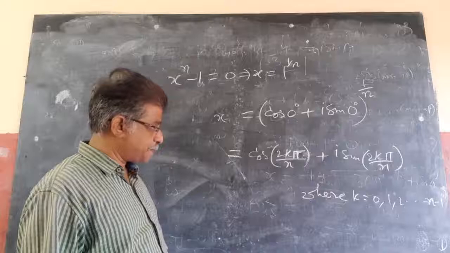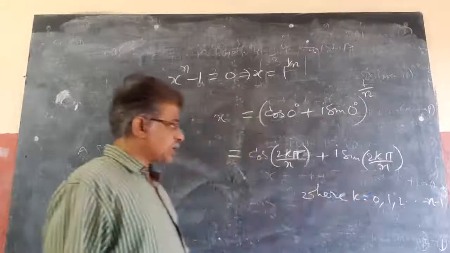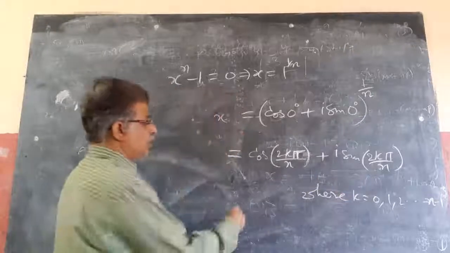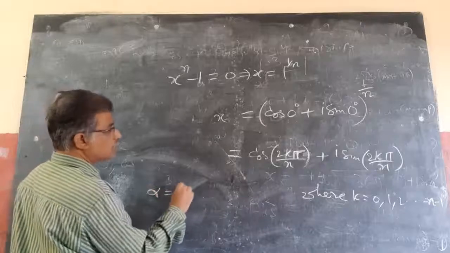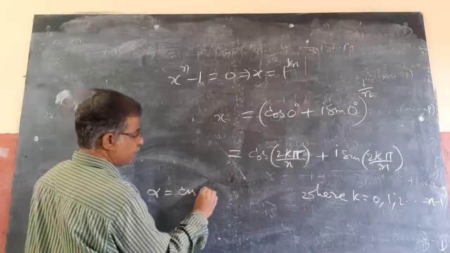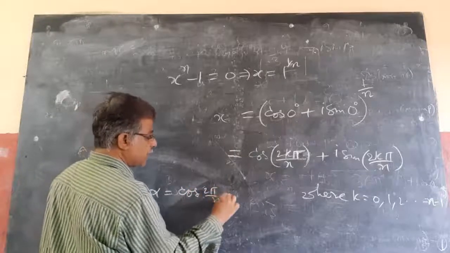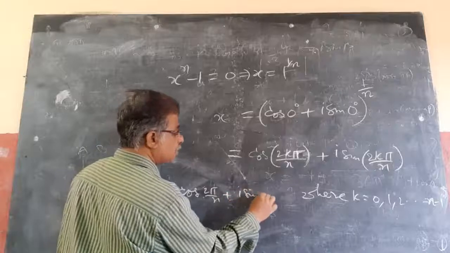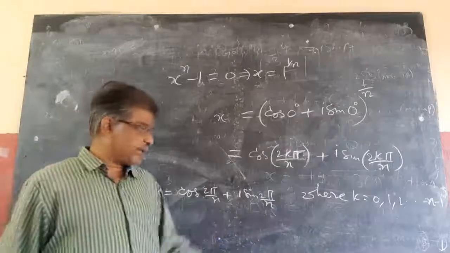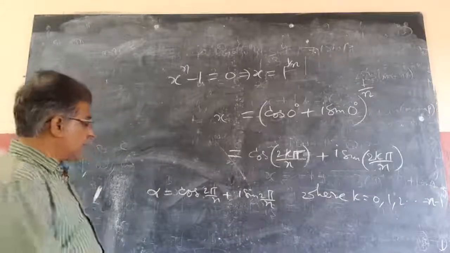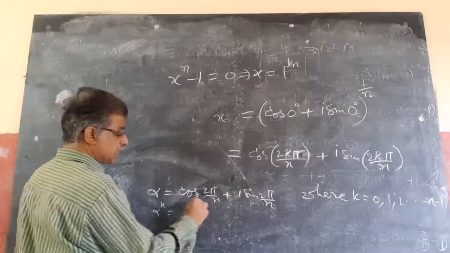One more thing I want to say. If I am assuming alpha equal to cos 2π/n plus i sin 2π/n, what is alpha power k? According to De Moivre's theorem, this is cos of 2kπ/n plus i sin of 2kπ/n.